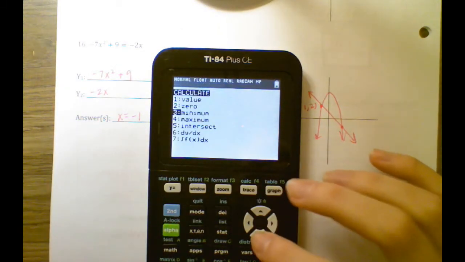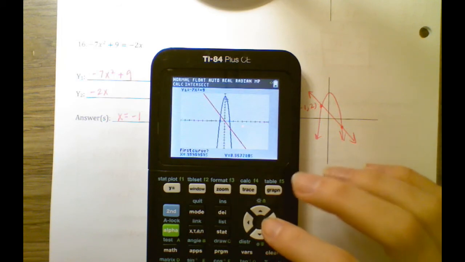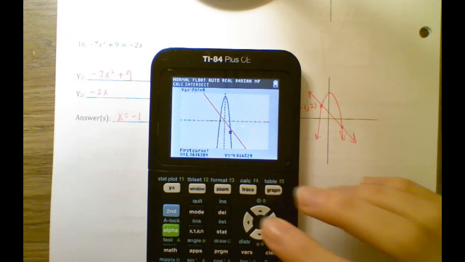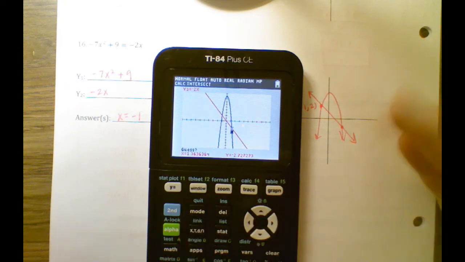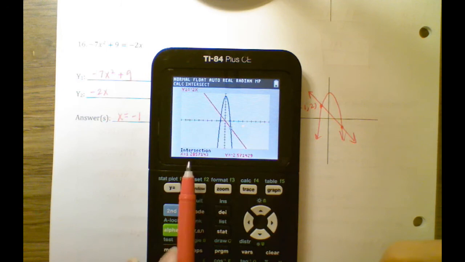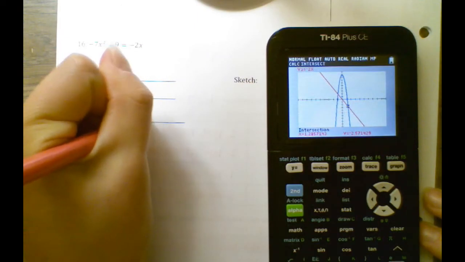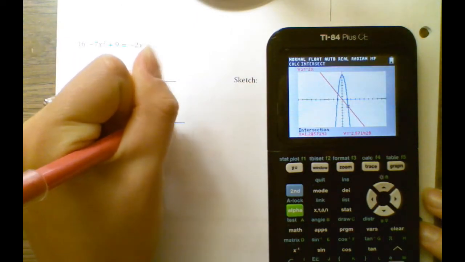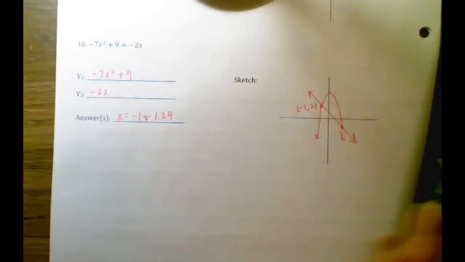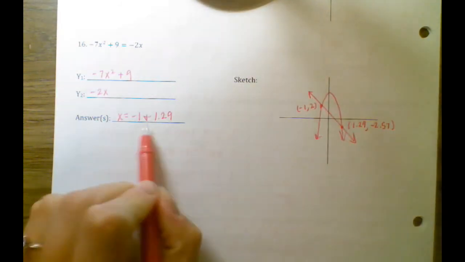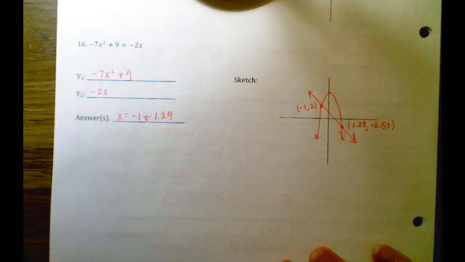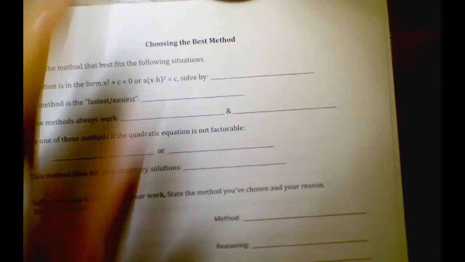So second trace, intersect, or you could just hit 5. First curve, I think it goes, that's too far. About right there, hit enter. Second curve, I think it's right on there, so hit enter. Guess, I think my cursor is where the intersection is, so I'm going to hit enter. Intersection at 1.28. Let's round that up to 9, because I have a 5 after that. So that coordinate point here was 1.29, negative 2.57. And I just need the x values because we just want to solve for x there. Let's keep it going. So that's graphing.